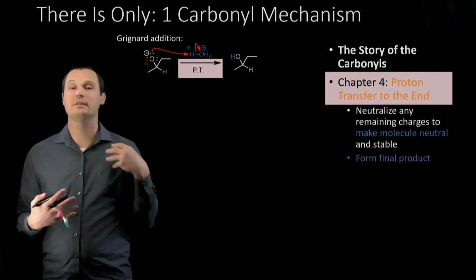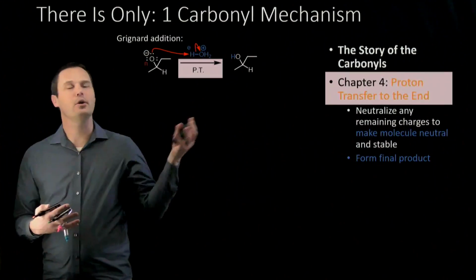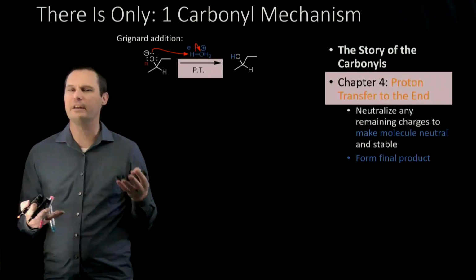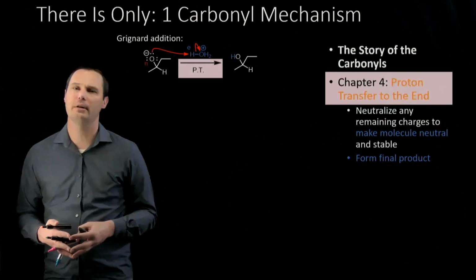An example of this is we often have an O- charge that we need to add some kind of acid quench to protonate the O- to make a neutral alcohol. H3O+, water, generic H+, NH4Cl. It doesn't really matter which acid quench we use, we're just cleaning up the charges to make the molecule neutral.